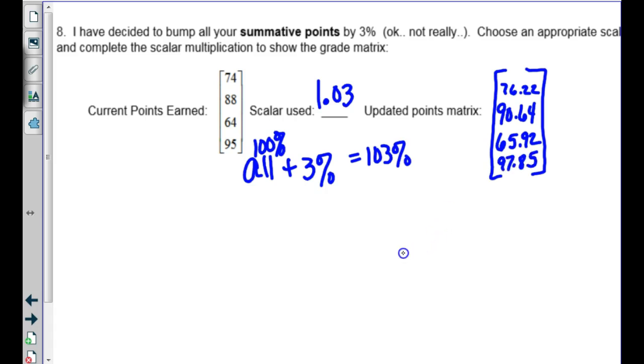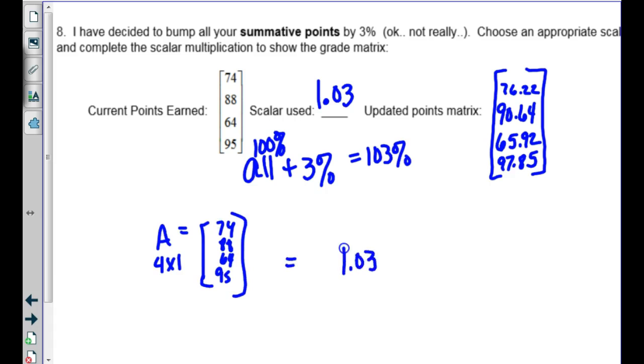Okay. You could put this all in matrix A. What size would it be? Yes, it would be a 4 by 1. You could put it all in, and then on the home screen, just type 1.03 times matrix A, and it would give you this, okay? But I don't know that it's worth your time, but it's up to you.